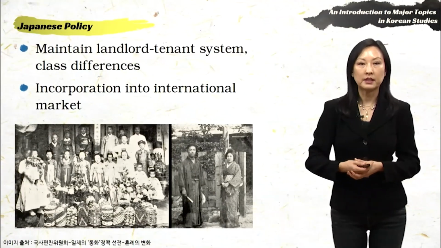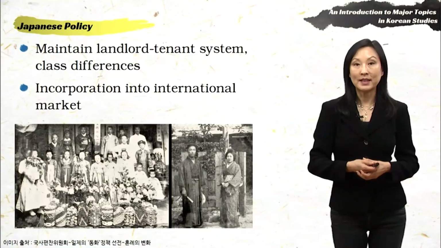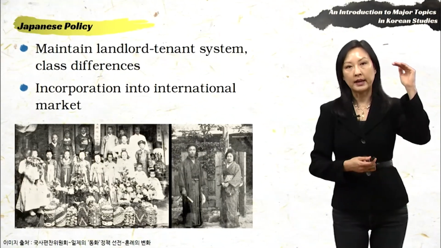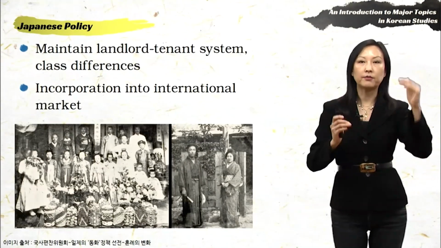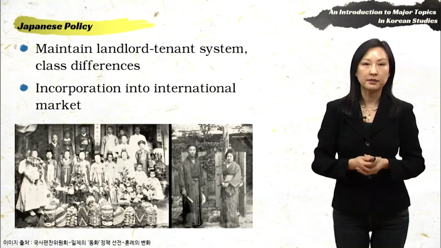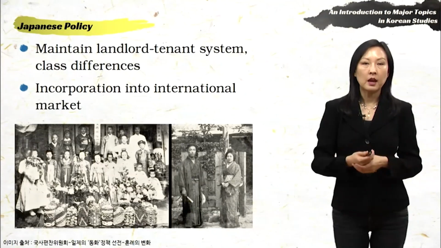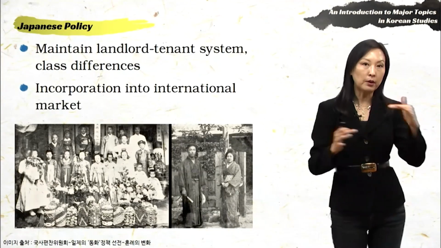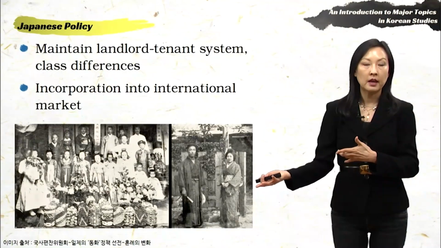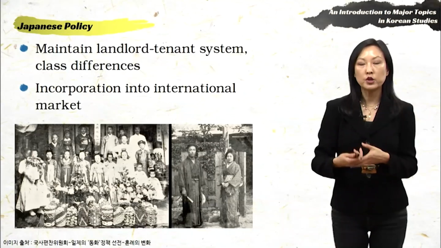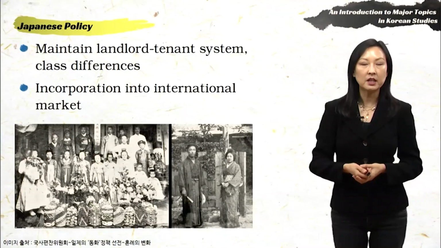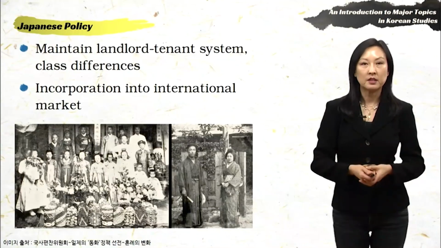And one example of this is the feudal landlord-tenant system. So the feudal landlord-tenant system, where you have a landowner and a tenant farmer, and strict class differences, as well as differences in wealth, this system existed throughout the Joseon Dynasty and then was maintained throughout the colonial period. And it was just because for the Japanese to change it, it was not very convenient, and it also didn't really benefit the Japanese Empire.